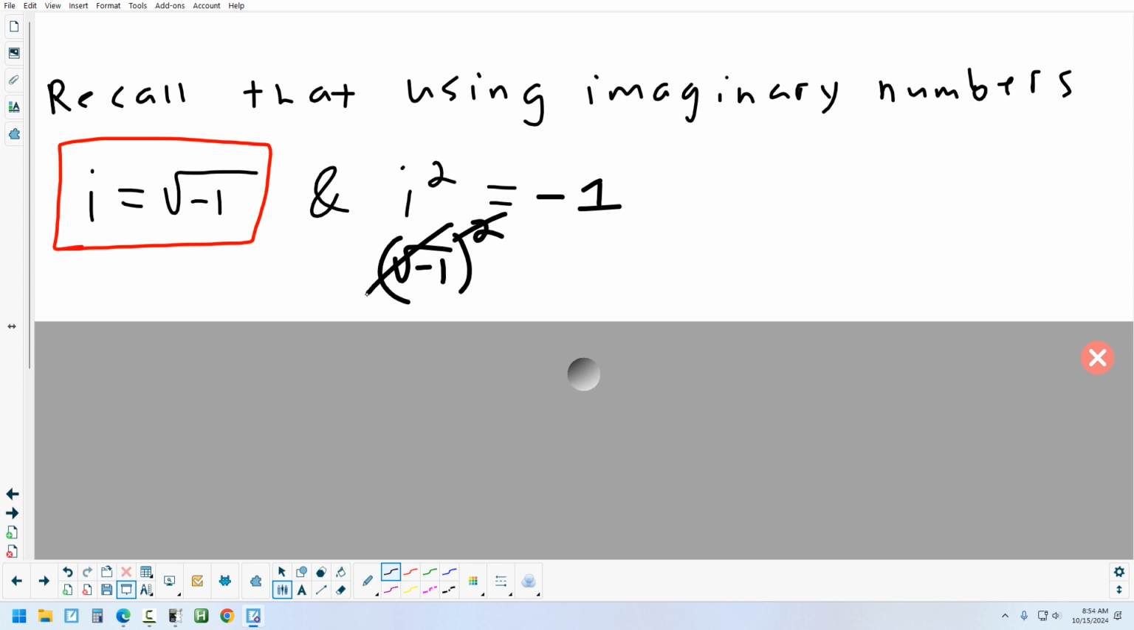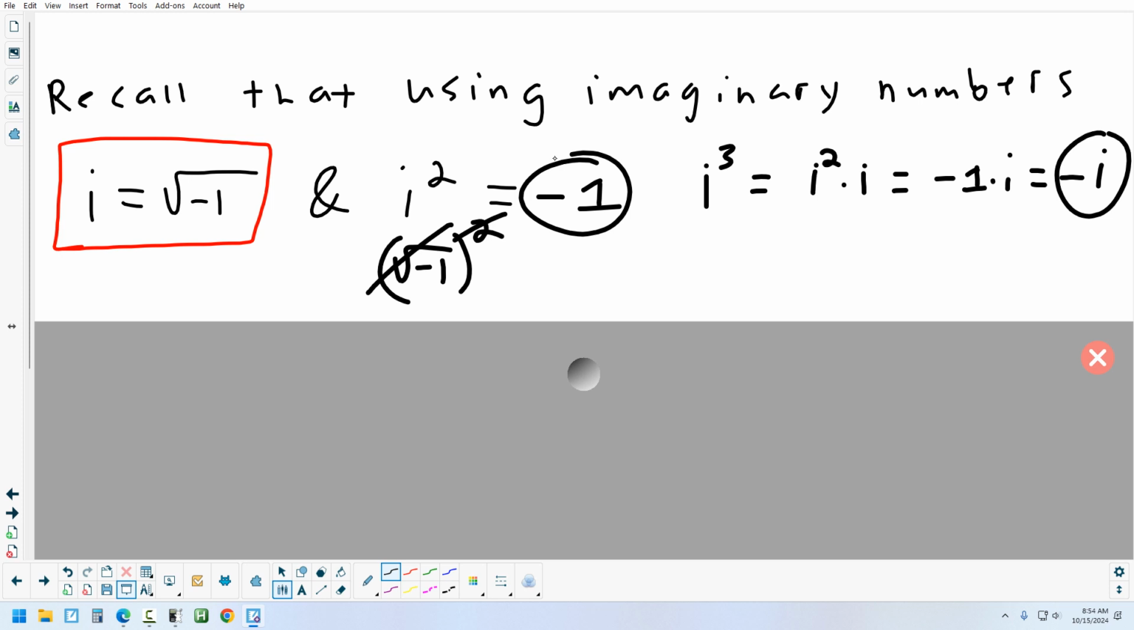How about i cubed? What do you think that would be? Yeah, -i. Because you can think of i cubed as i to the second times i to the first. And i to the second, we just figured out, is -1, times i is -i. So we have a nice formula for i cubed, and a nice number for i squared.